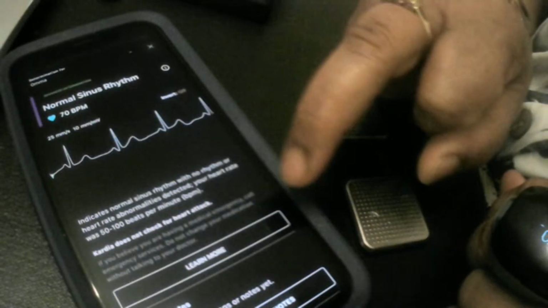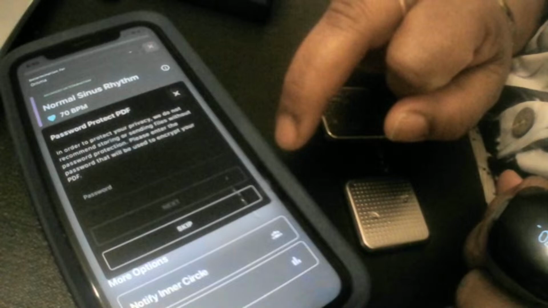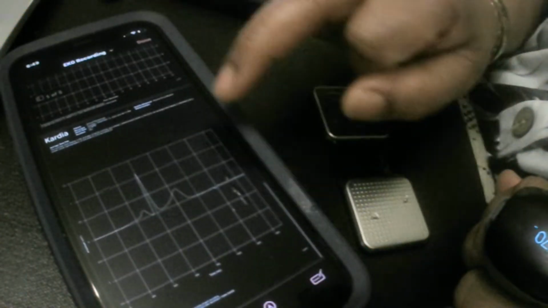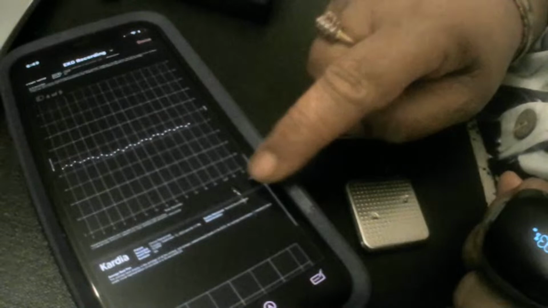So that's 1 minute. Says normal. What does the graph look like? For the fingers, that's pretty high. And here's the graph.